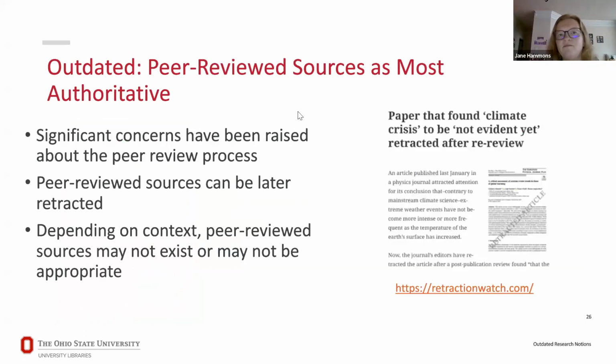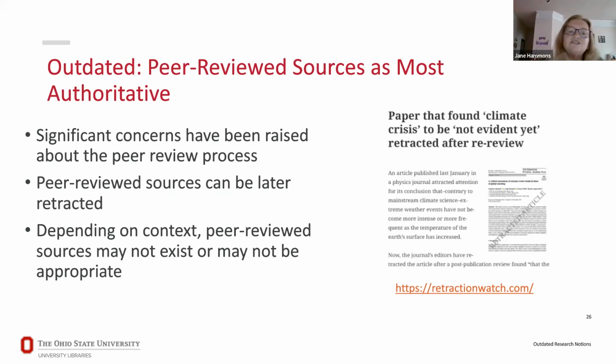So what is the problem with this, right? Folks mentioned in the Jamboard that significant concerns have been raised around the peer review process, around whether or not it is truly impartial and transparent. I'm going to talk more about this later. We know that peer-reviewed sources can be retracted later on. It happens fairly frequently. You can go to the Retraction Watch website and find all kinds of examples of peer-reviewed articles that have been retracted later on.